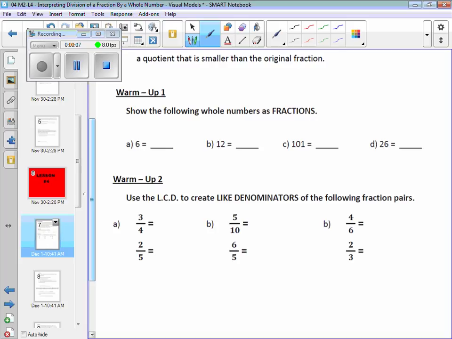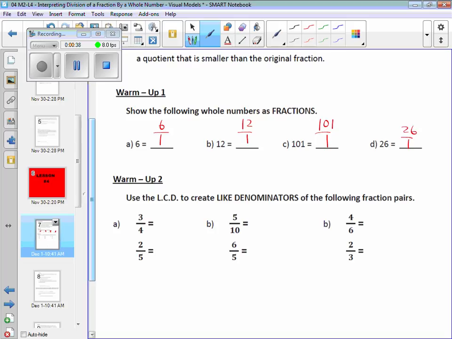All right, more of the same, changing whole numbers to improper fractions. What does 6 become? Tyler. Right, keep it simple. What about 12? Amanda. Great, 101. Kyan. Okay, good, at 26. Alexandra. Great.